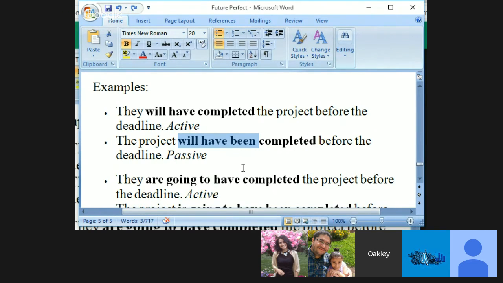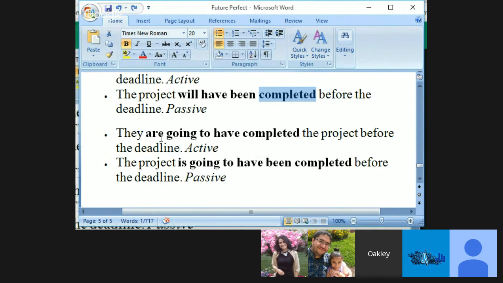Okay. All right. Whatever the form is, the auxiliaries and the verb to be are used as a kind of marker or substitute or model, if you will, to indicate the verb tense, and then you follow it with the main verb. Same thing going on with the other future form. They're going to have completed the project. The project is going to have been completed. Same thing, really, in the passive.